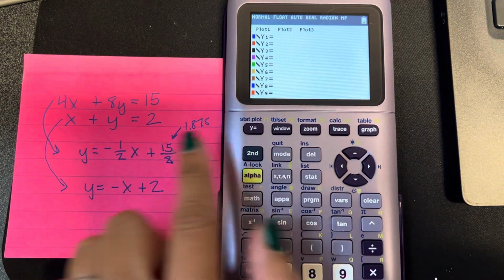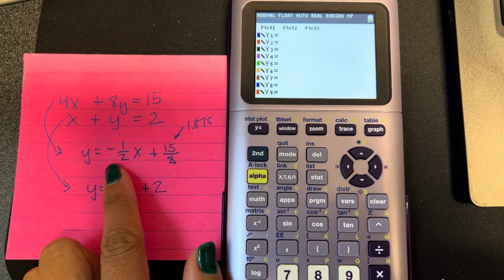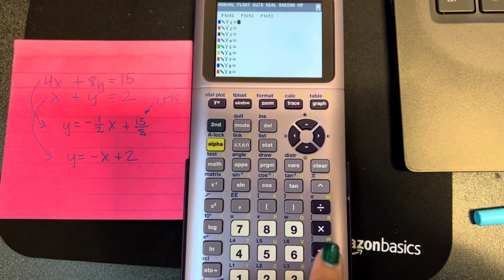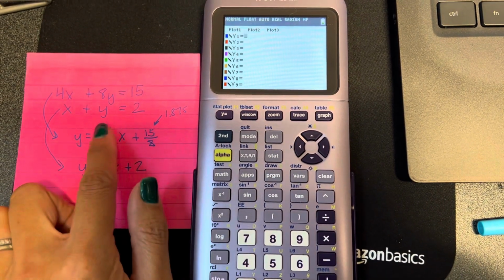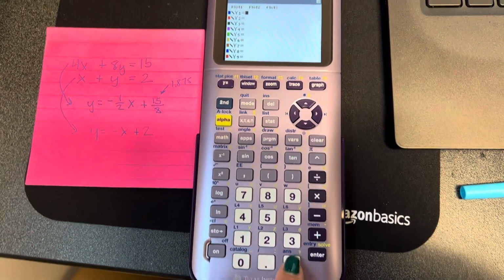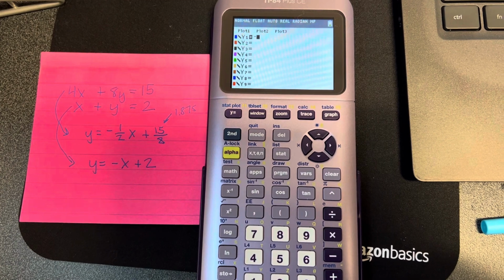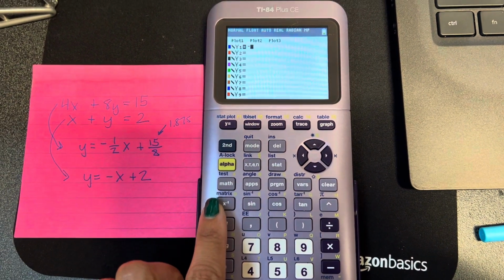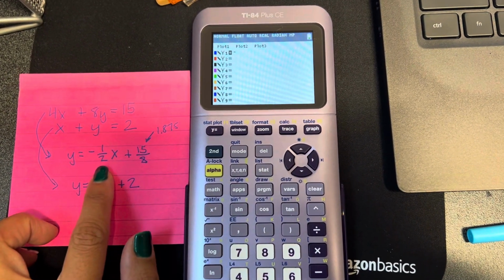So for our first y equals, we're going to go ahead and enter one of these equations. So watch as I do this. Remember, if we're putting a negative and not a minus sign, you're going to use this button down here. That's the negative sign. So we're going to put negative, and then we're going to go ahead and put a fraction, so 1/2.